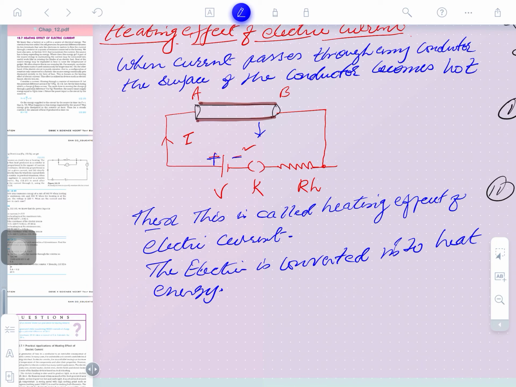Why? Because energy can never be created nor destroyed. Obviously, the energy is coming from somewhere. So, where is it coming from? This may come from the electricity.